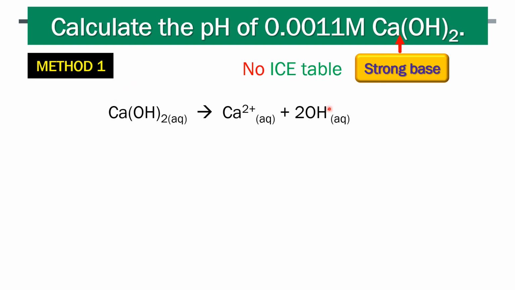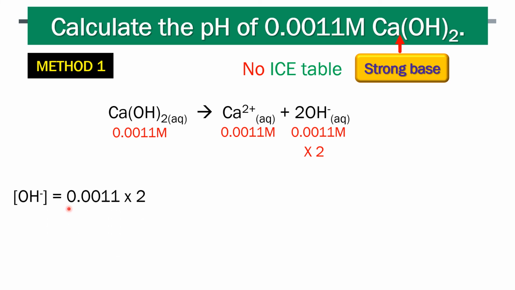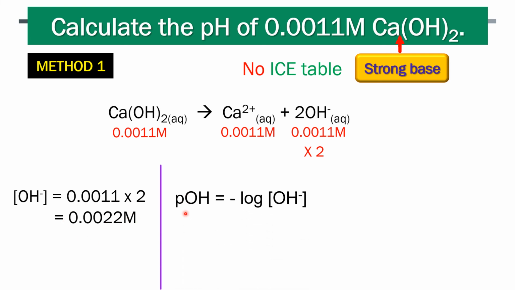Calcium hydroxide is a strong base, so it will dissociate completely to form its ion. So kita ada 0.0011 molar of calcium hydroxide. So Ca2 plus yang terhasil pun 0.0011 molar. Untuk OH minus, kita akan dapati dia adalah 0.0011 molar times with 2. Kenapa kita darab 2? Sebab dia ada 2 mol OH minus. So, the concentration of OH minus is 0.0011 times 2, which is 0.0022 molar. So, concentration of OH minus ni, kita substitute dalam formula pOH is equal to negative log concentration OH minus. So, the pOH is 2.66.